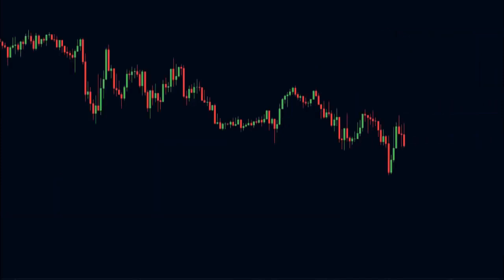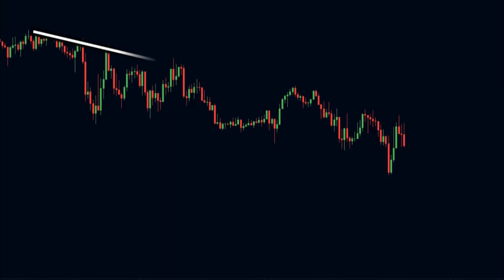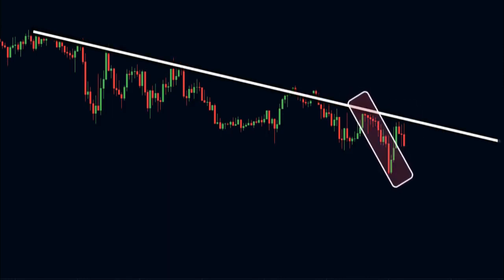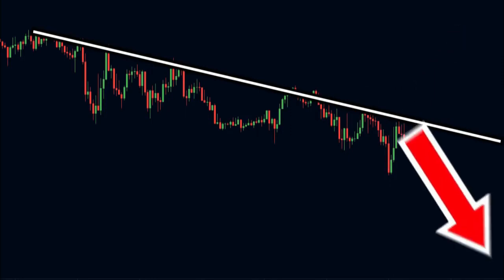Let us now look at a sell trade. Here we can see that the stock is in a downtrend as it is making lower highs and lower lows. So, we identify the swing points on the chart and mark the trend line. Now look at this point. After making a good down move, the price has pulled back to the trend line. So, there is a probability that the price might reverse after hitting the trend line.